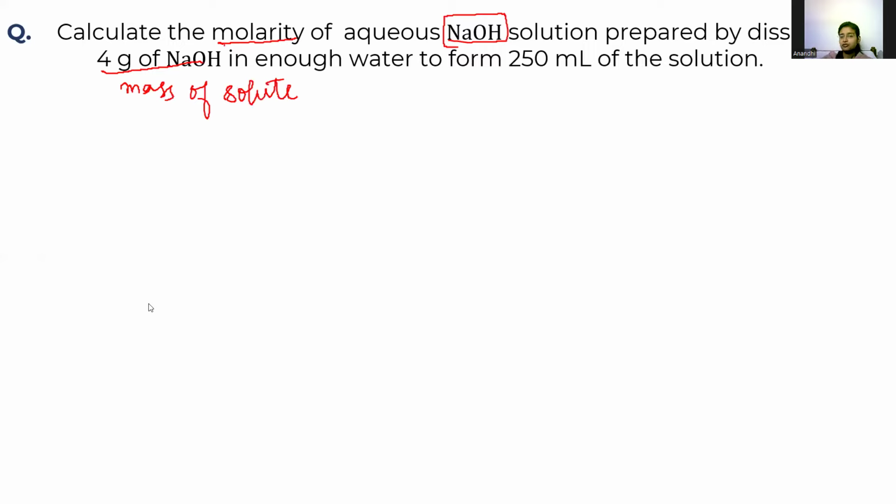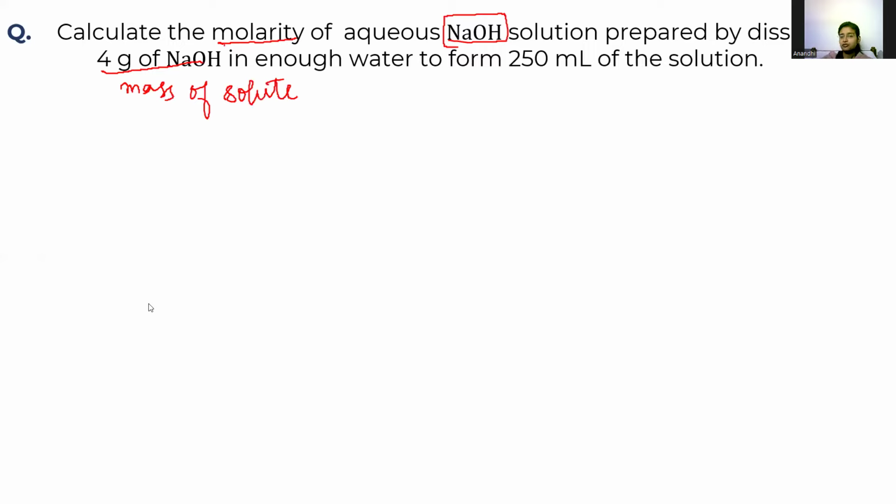Now the next thing is volume. Volume in terms of liter. So just convert this milliliter to liter. How will you convert? You have to divide by the number 1000. 250 ml by 1000 will give you 0.25 liter.